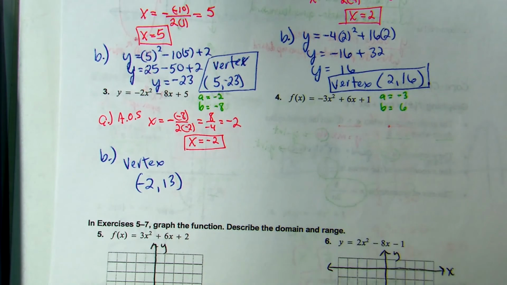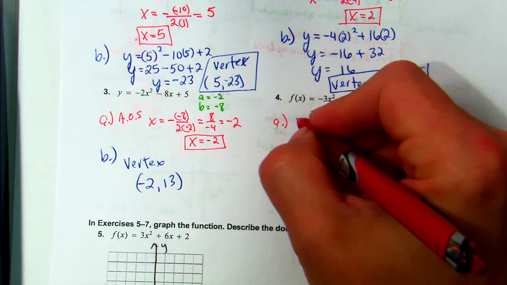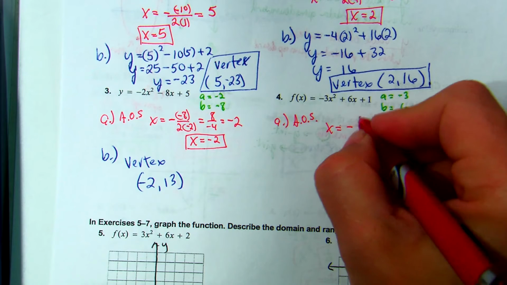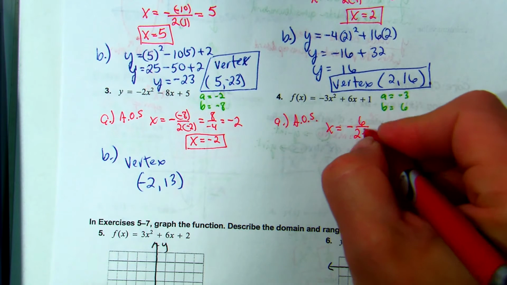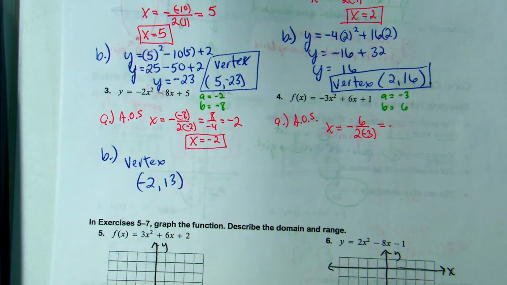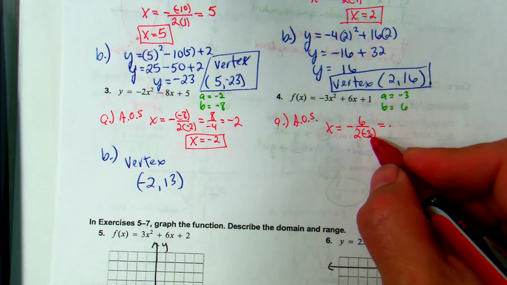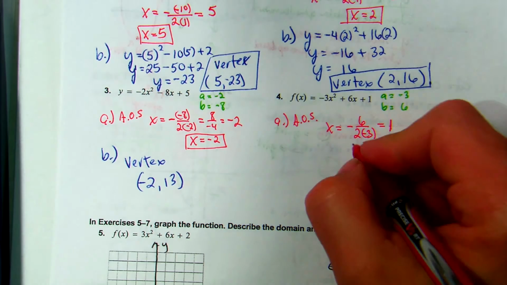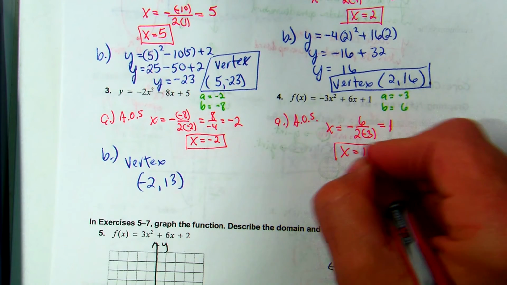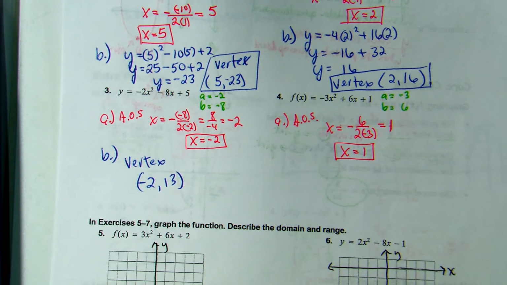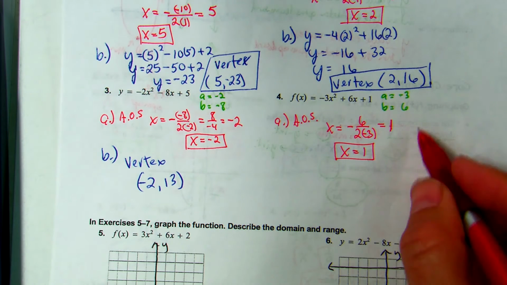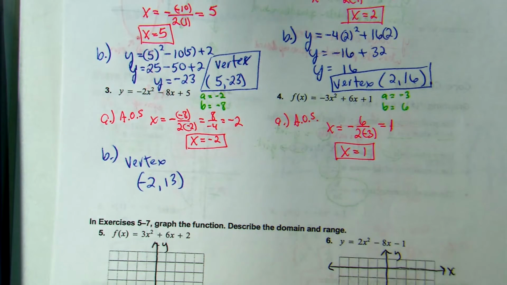For the axis of symmetry, part A, we have x equals -6 over 2 times -3. And so we'll have -6 over -6, which gives us a +1. So x is going to equal 1 for the axis of symmetry. Means we'll have a vertical line at x equals 1, and our parabola will be symmetrical. Both sides of that line will be a mirror of each other, basically.